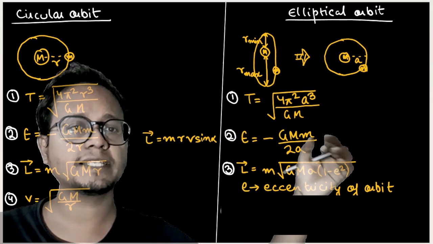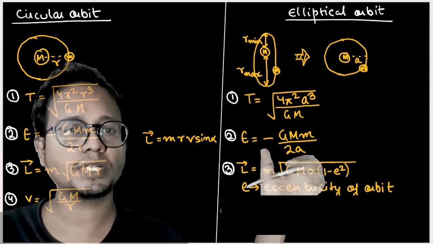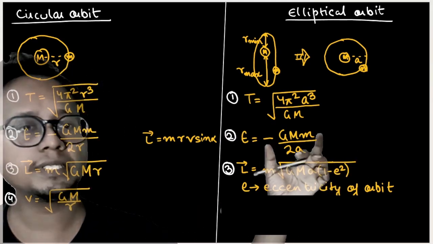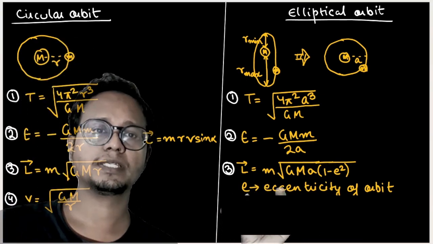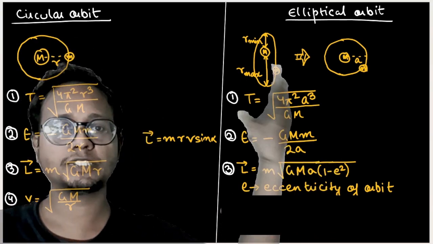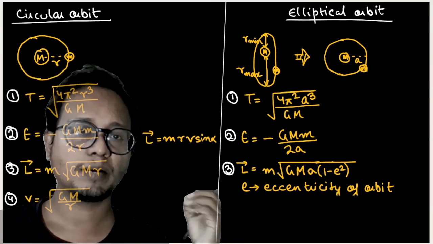Minus G capital M small m by r plus x, that is nothing but the kinetic energy, is equal to total energy. Okay, so remember all these formulas. Understood this much? Okay, so having said all these things, now let me derive.